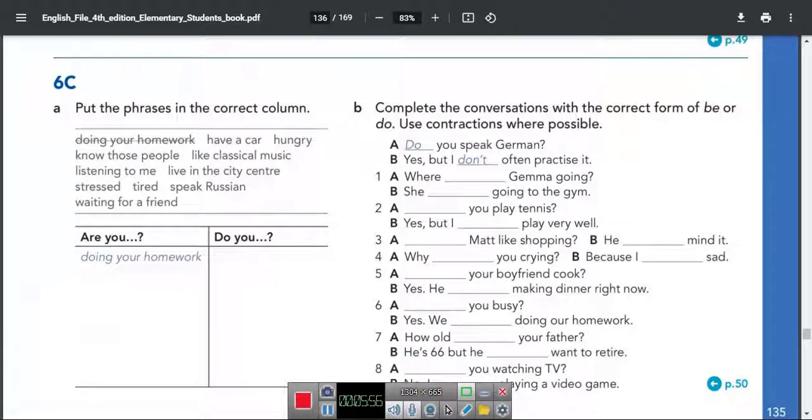Use contractions where possible. For instance, do you speak German? Yes, but I don't often practice it.